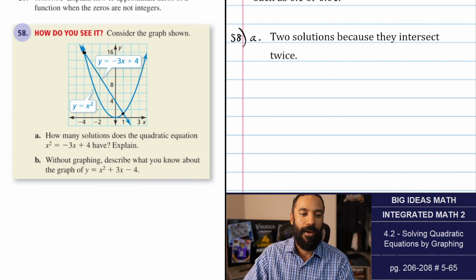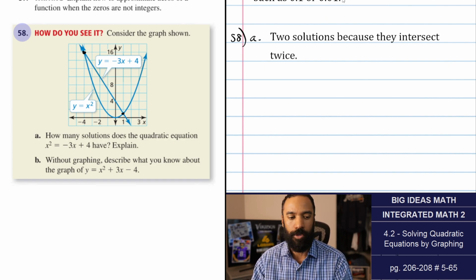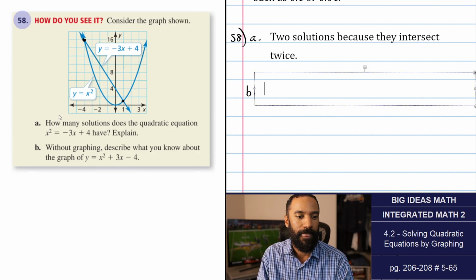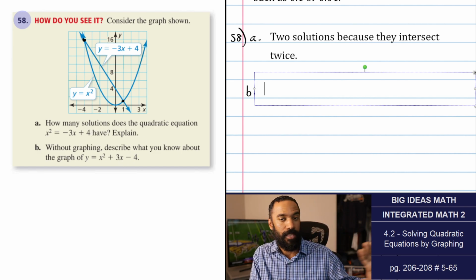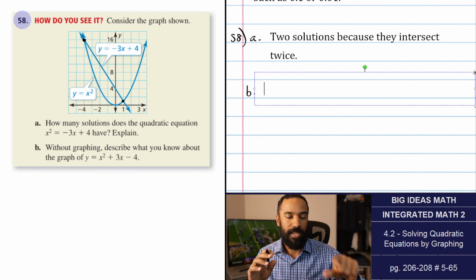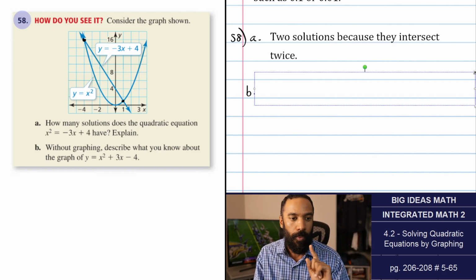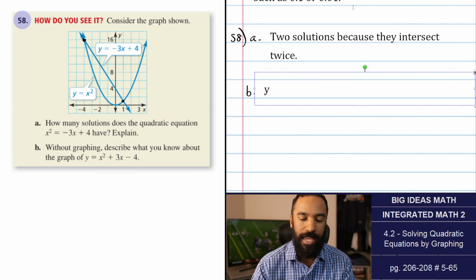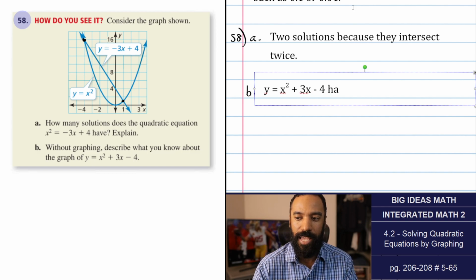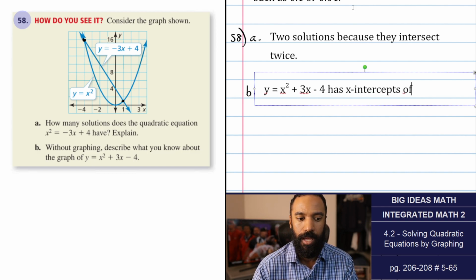Part B now asks, without graphing, describe what you know about the graph of y equals x squared, da, da, da. Now, we're not going to do any work on this stuff. What you need to understand, though, is that this is a rewrite of this equation here. This is adding 3x over and subtracting 4 over. So that graph, when you set those on the other side, it's set equal to 0. So how does the graph y equals that work? Where do they cross the x-axis? What are those x-intercepts? Those are where these guys are intersecting together. So y equals x squared plus 3x minus 4 has x-intercepts of -4 and 1.